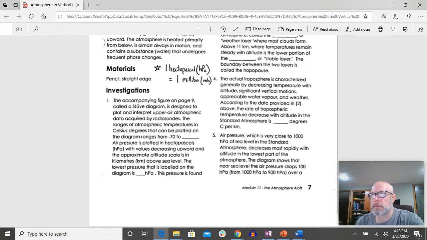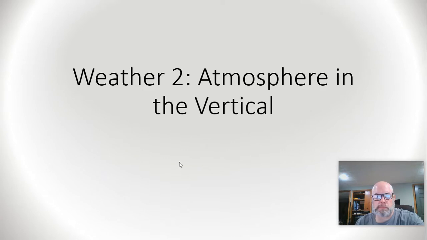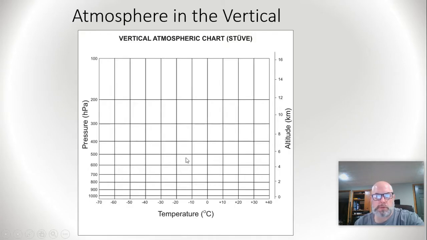So this is the STUVI, it's called, vertical atmospheric chart that you're plotting on. So let's just talk about this for a second. Temperature across the bottom, getting warmer going to the right, colder going to the left. The bottom represents the ground, the surface of the earth. Over here we've got air pressure in hectopascals. You can scratch that out, but millibars if you want. Numbers are the same. And then over here is altitude.